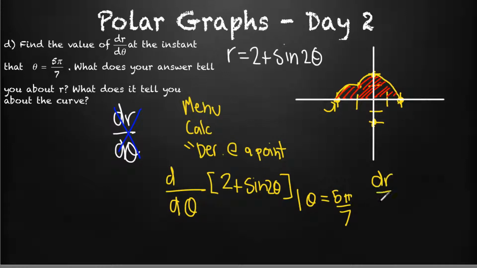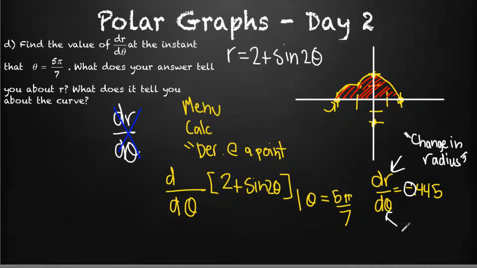dr d theta is equal to negative 0.445. Now, what does this tell you about r? Well, let's just analyze what it is. dr, we'll call that the change in the radius. And then d theta, that is your change in your angle.